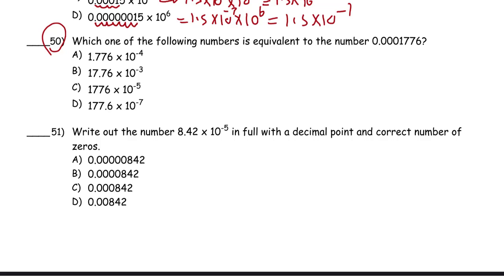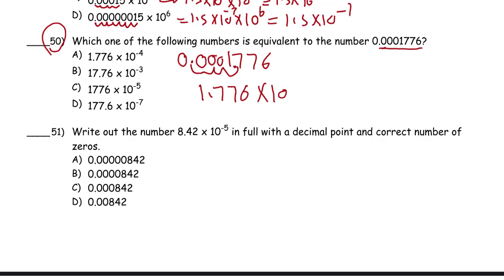For 50, which of the following numbers is equivalent to this number? Let's deal with this number, it is easier: 0.0001776. Let's move this to the right side and put 10 power negative: 1, 2, 3, 4. 1.776 times 10 power, as we said, 1, 2, 3, 4 means negative 4. We have the answer here, letter A. Instead of trying all of the answers, we reach it easily like that. The answer is letter A.